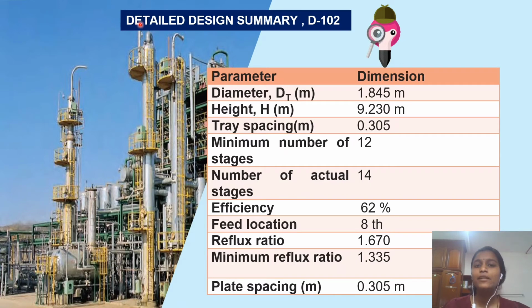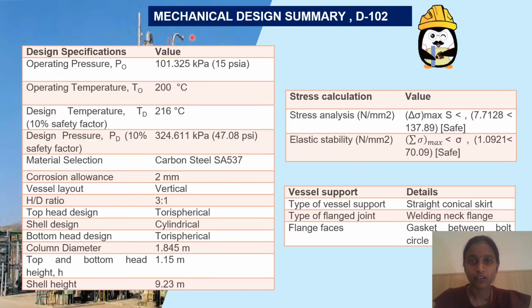The table below shows the detailed design of the distillation column D102. The diameter of the column is 1.845 meters. The height of the column is 9.23 meters. The actual number of stages is 14, and the feed stage is located at the 8th stage. Next, I will explain the mechanical design summary of distillation column D102.